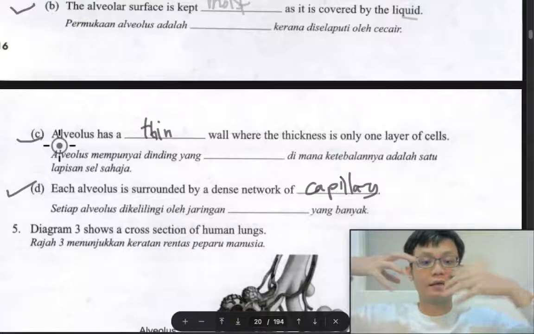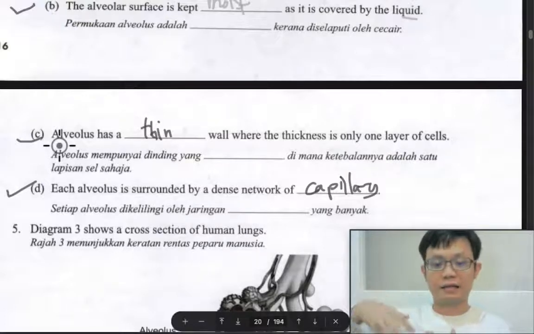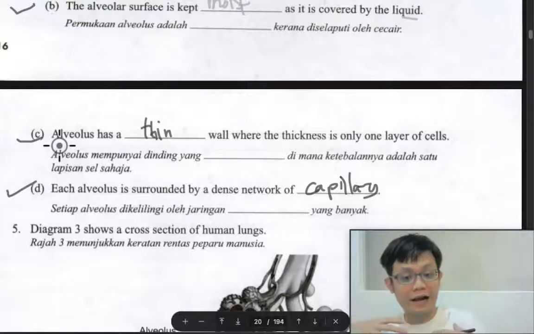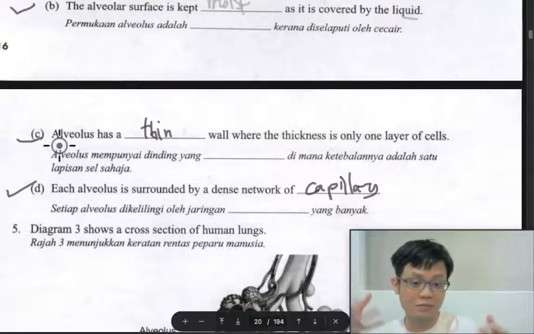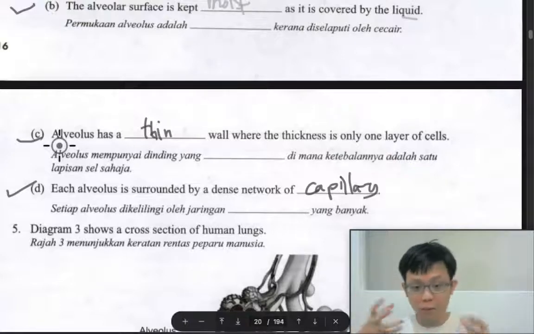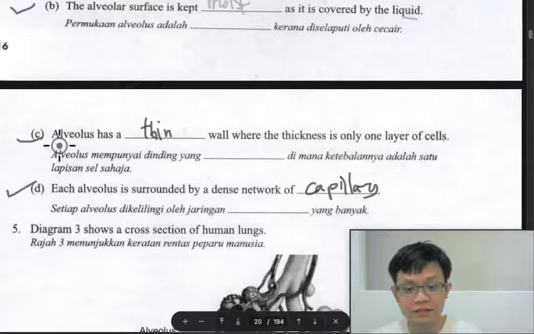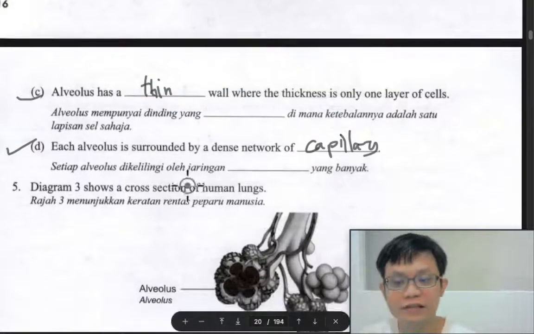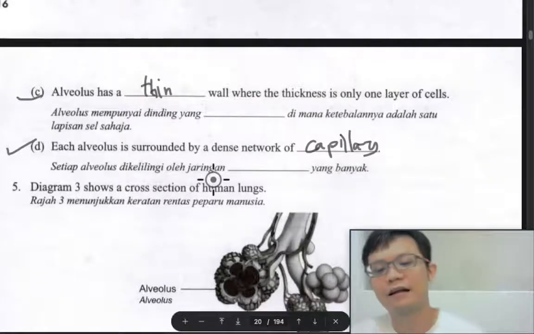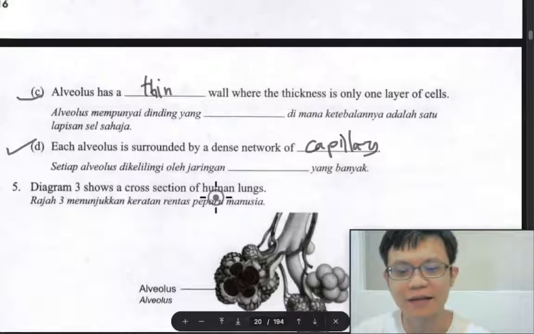So all the blood is here, in your lung. They have a lot of blood. If you have less blood, you have less oxygen. More blood, more oxygen.